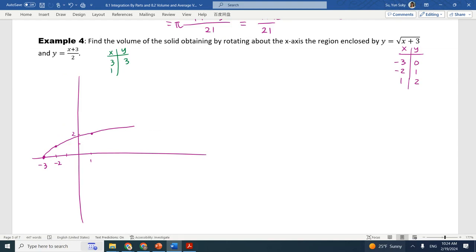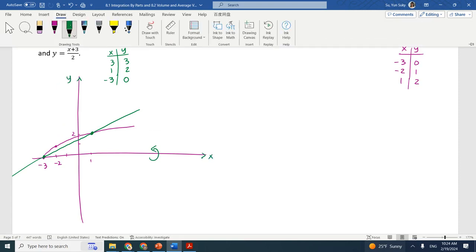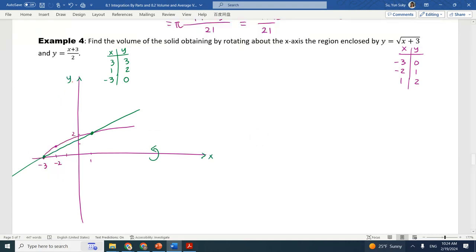1. Then we get 2. You see 1, 2. We actually found the intersection point. And if we plug in minus 3, what happened? 0. How nice! So we found those two intersection points. And this is the region we want to rotate about the x-axis. That's the x-axis, that's the y-axis.